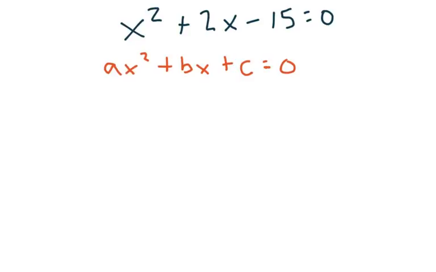Okay, so a is the coefficient on the x squared, b is the coefficient on the x, and c is the constant term.